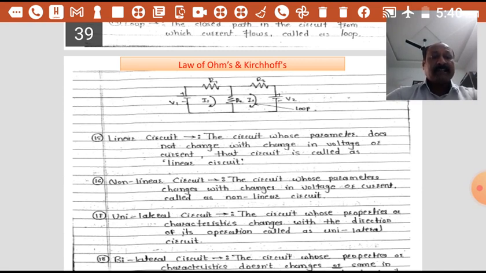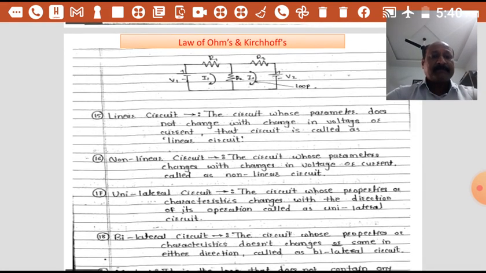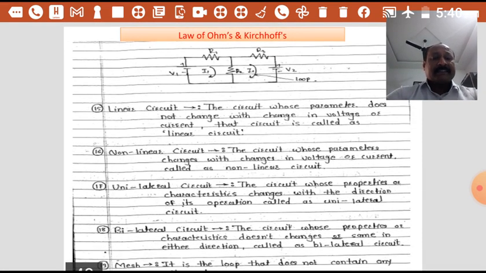Then unilateral circuit: the circuit whose properties or characteristics change with the direction of its operation is called a unilateral circuit. And next is the bilateral circuit: the circuit whose properties or characteristics don't change in either direction is called a bilateral circuit.